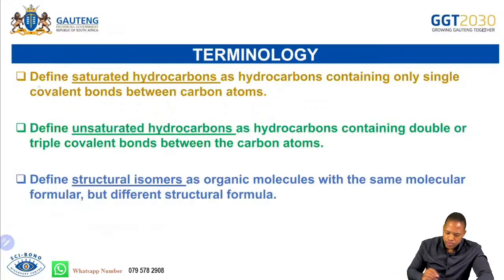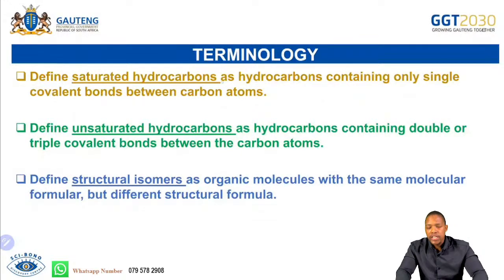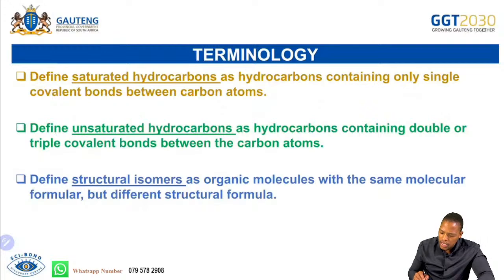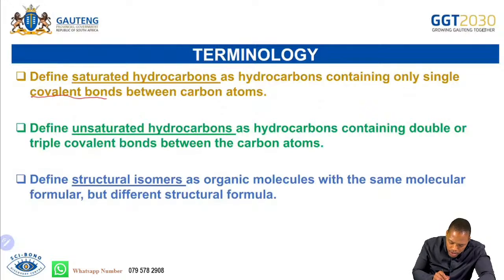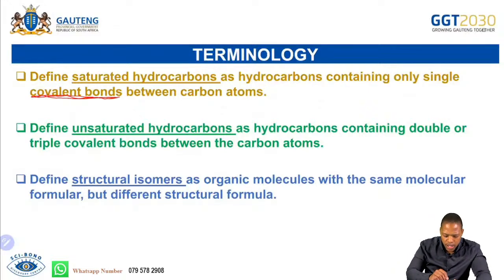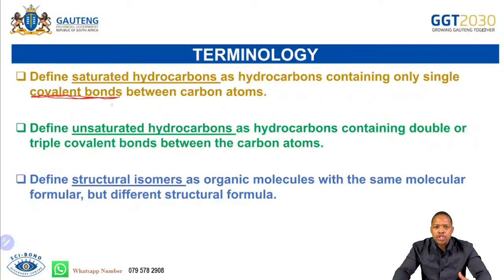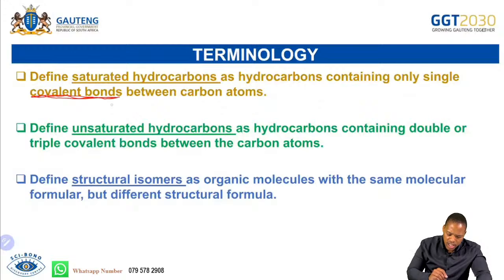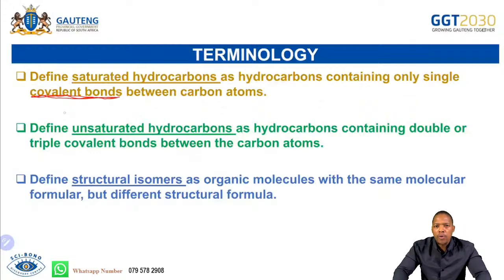Right, so we define a saturated hydrocarbon as a hydrocarbon containing only single covalent bonds. You'd remember that last week we spent some time speaking of covalent bonds. The reason why we did that is because they become important when they are mentioned in definitions. So that is why it was important last week that we understand what we mean by covalent bond, where we say it is a bond where there is a sharing of electrons. So we say a saturated hydrocarbon is a hydrocarbon containing only single covalent bonds between the carbon atoms.